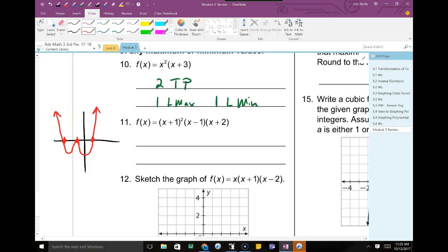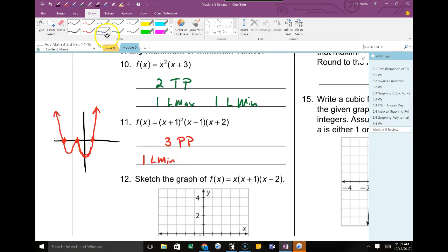How'd I do? Agreed? Perfect W. W-ish looking thing. Okay, so tell me about how many turning points. 3 turning points. Max mins. Does this one go way lower? Way lower. Okay, so I would say 1 local min, right?